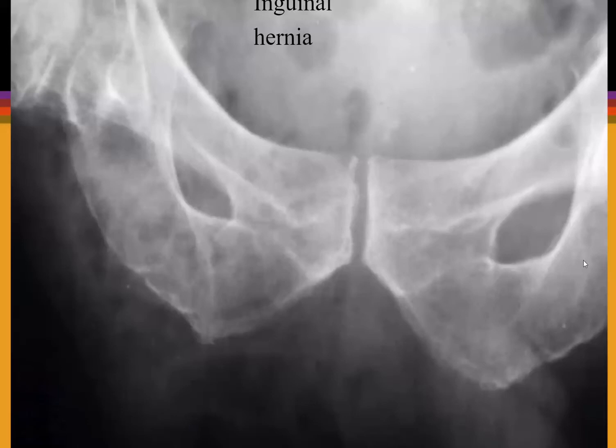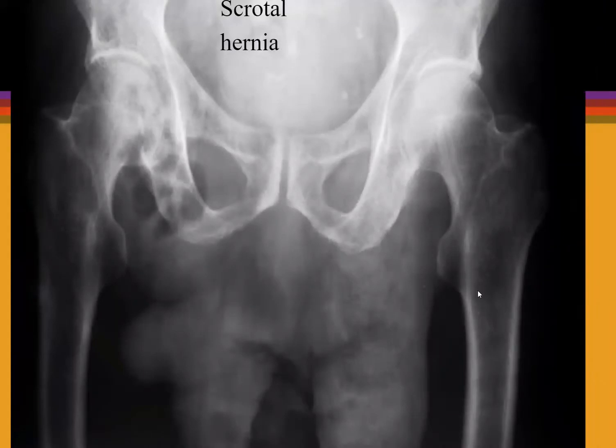If you're lucky enough to have the very lower aspect of the pelvis included, you can see this asymmetry of the soft tissues, bowel loops outside the abdominal cavity on the right. So this is an inguinal hernia, and lots of bowel loops on the left going down into the scrotum. So this is an inguinoscrotal hernia, bilateral.